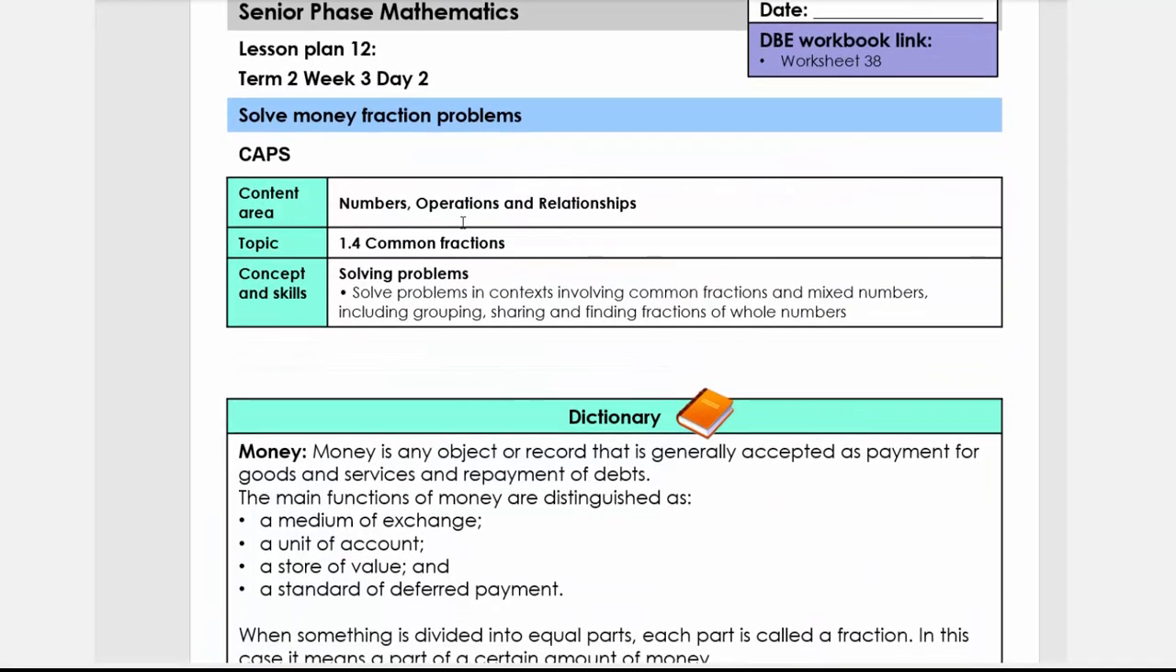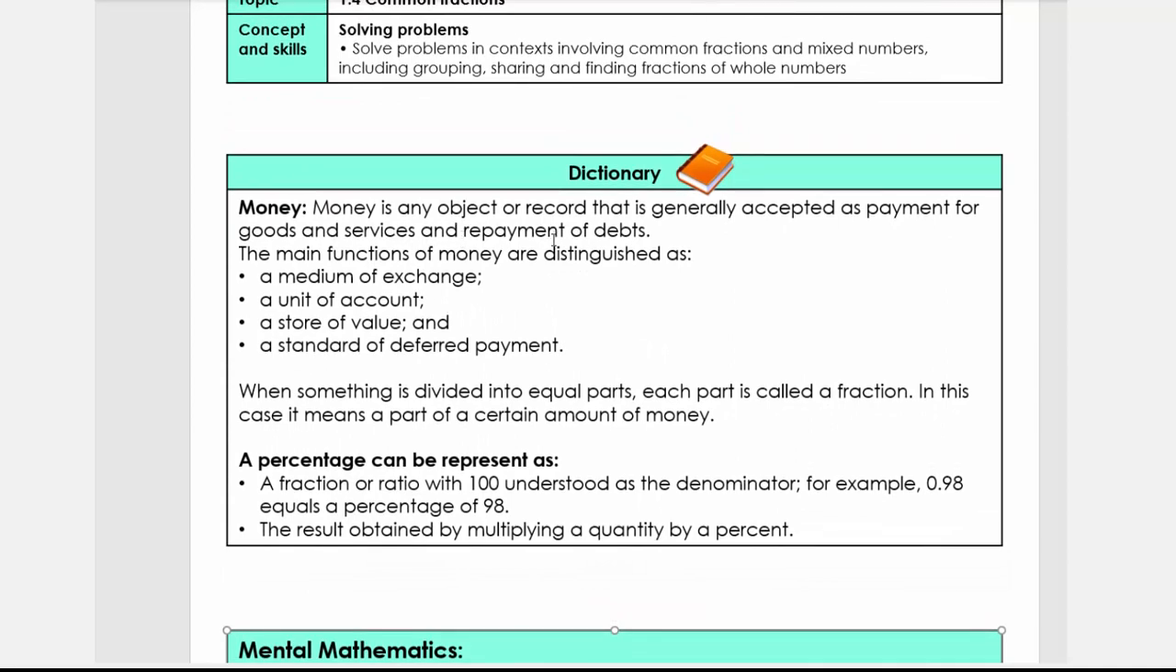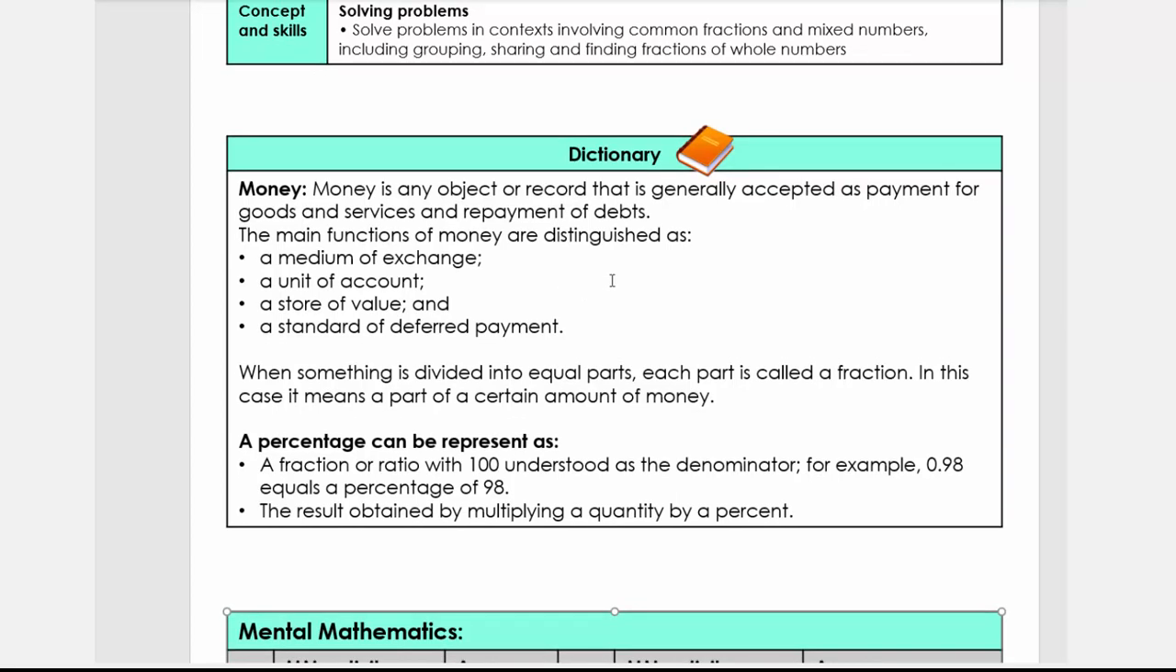Then you can see the CAPS link here and then the dictionary for today. So read through these to get a better understanding to help your child or your learners in the classroom. I want you to pause and then have a look at this.